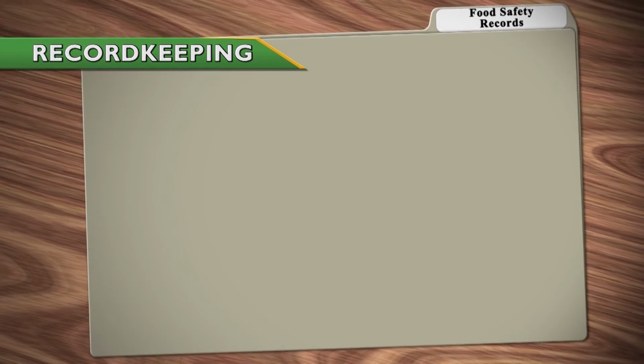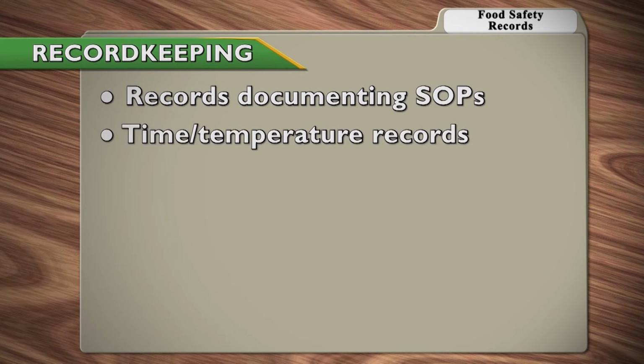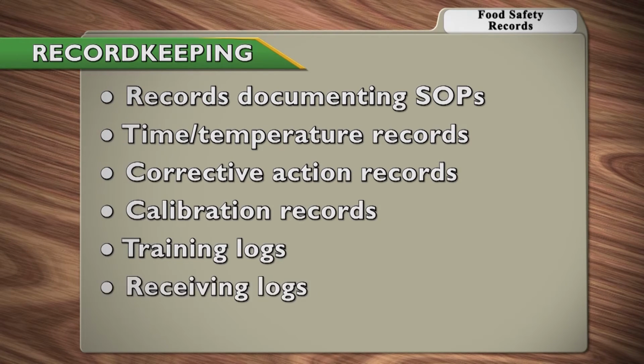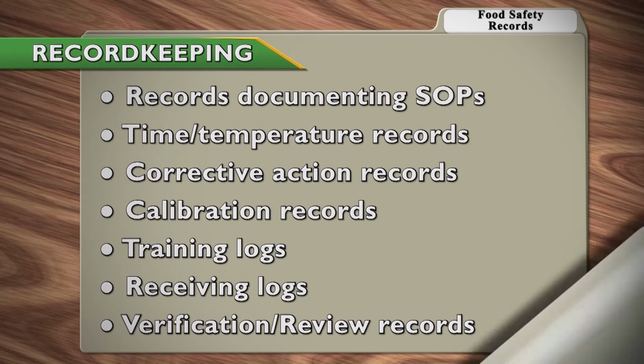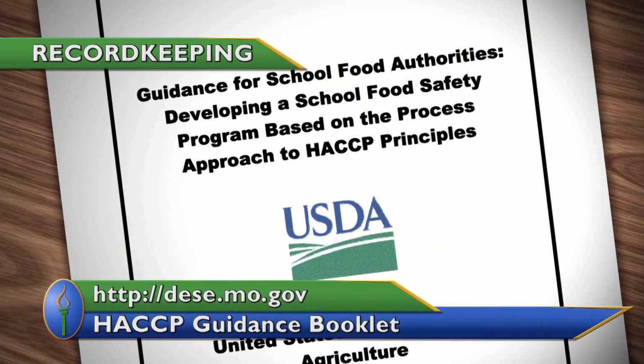Important records to keep include records documenting the standard operating procedures, time and temperature monitoring records, corrective action records, calibration records, training logs, receiving logs, and verification review records. These documents are important tools for proper record keeping and are included in the HACCP Guidance Book, which is available from the MODESI website.